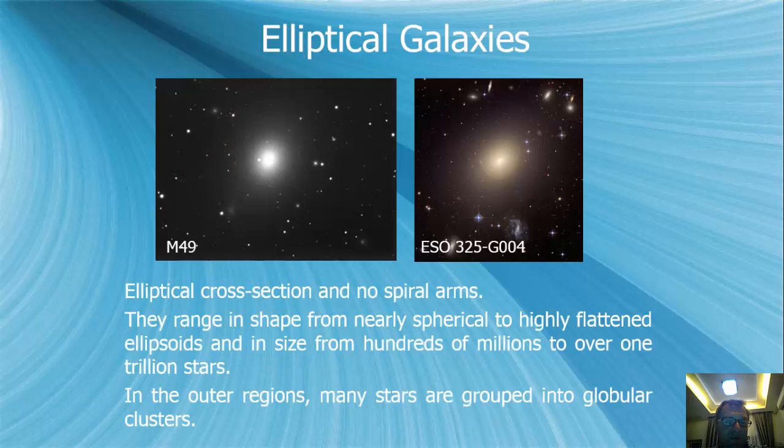We also have elliptical galaxies. These have a cross-section but no spiral arms, and they have a real range of shapes. Some are very spherical, some are nearly flattened, and the size also ranges from hundreds of millions to over 1 trillion stars.